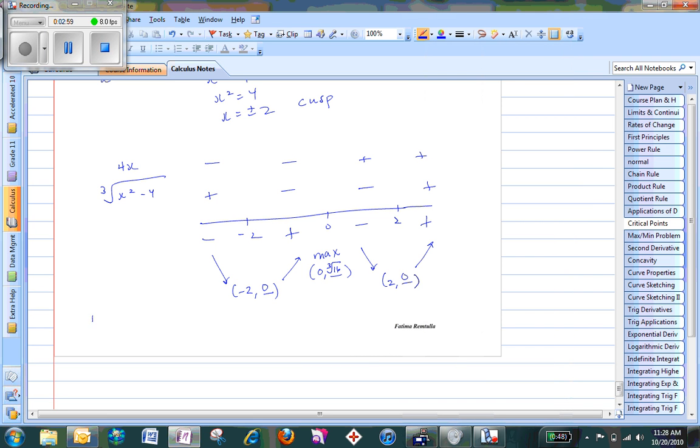And then lastly, make sure you put down your levels of increase and your levels of decrease. So it is increasing from negative 2 to 0 and from 2 to infinity, and it is decreasing from negative infinity to negative 2 and 0 to 2.